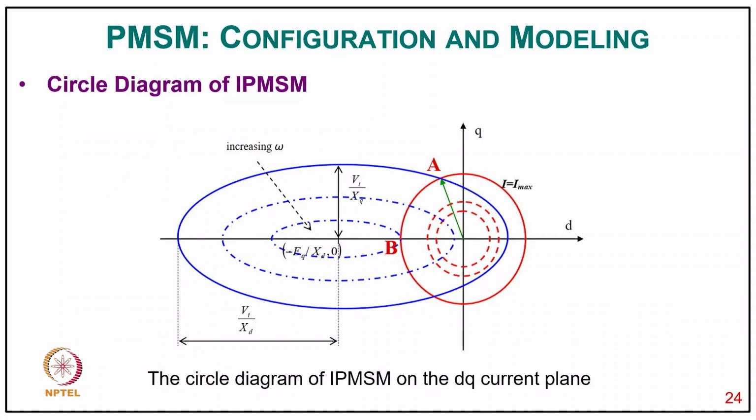As you can see here, with increasing speed it shrinks to the point, with the notation of increasing omega. So the circle diagram of IPSM on the DQ axis is shown here.